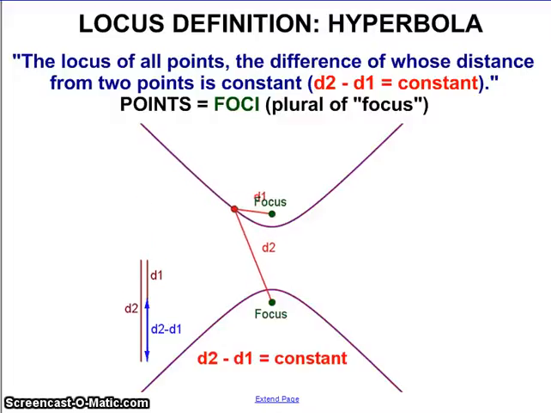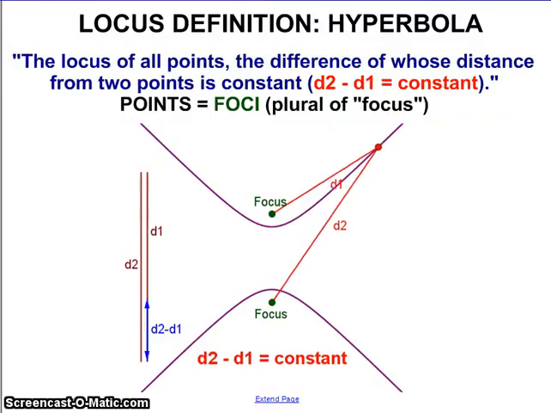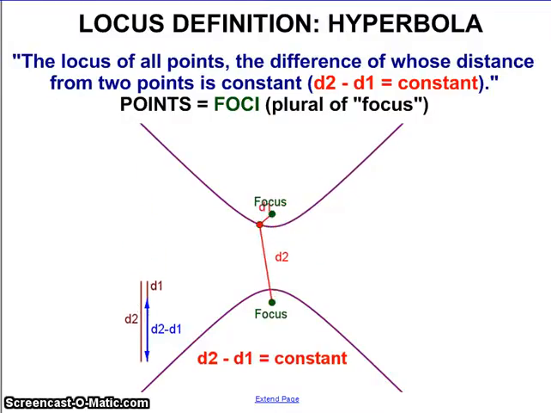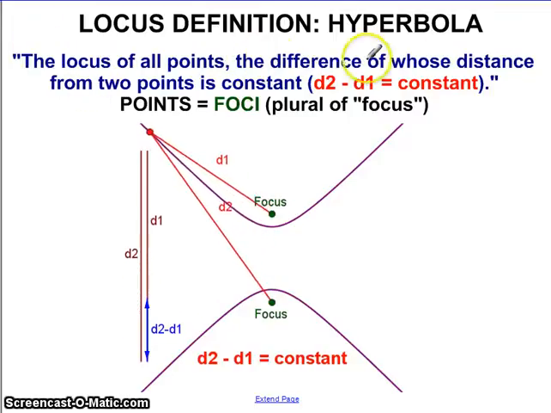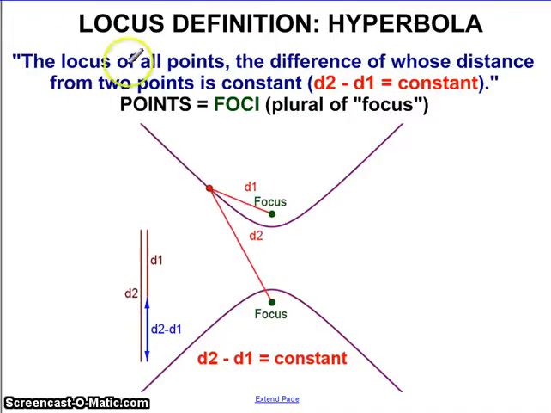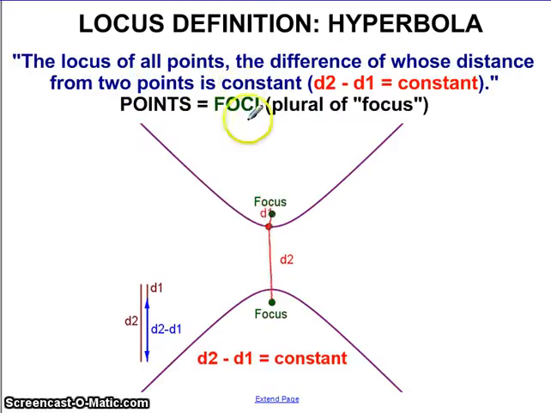Our last conic section is the hyperbola. The locus definition for the hyperbola is a little bit more complicated. I think if you look at the diagram here, the animation, you can kind of get an idea about what's going on. It's the location of all the points whose difference of the distance from 2 points is constant.